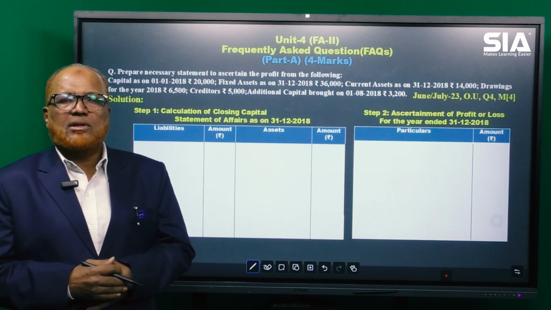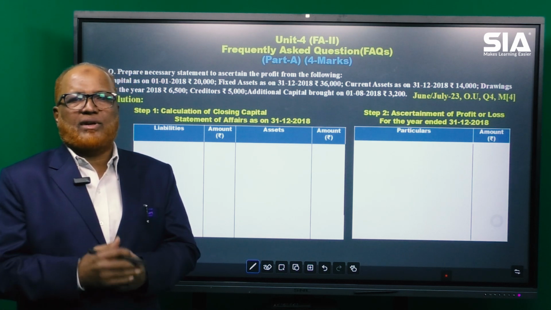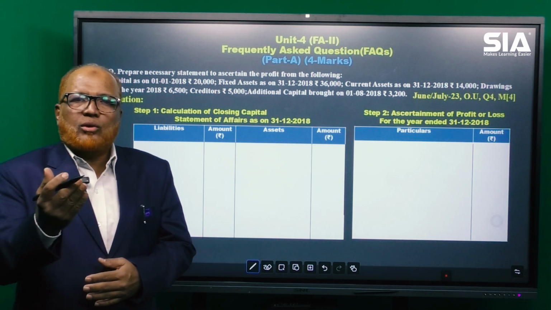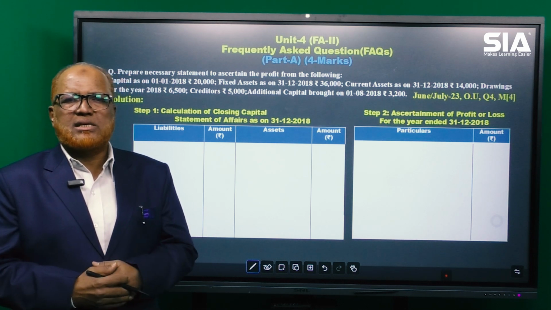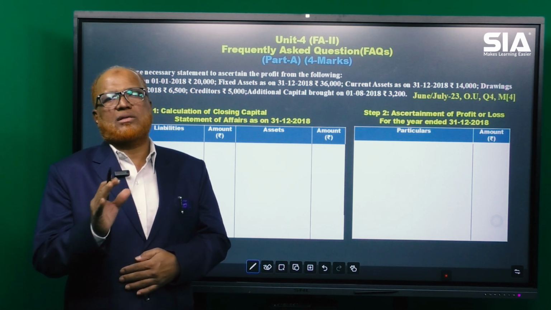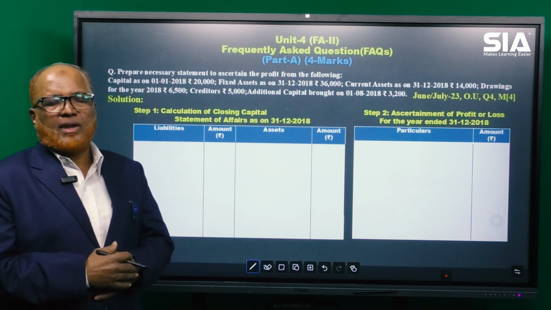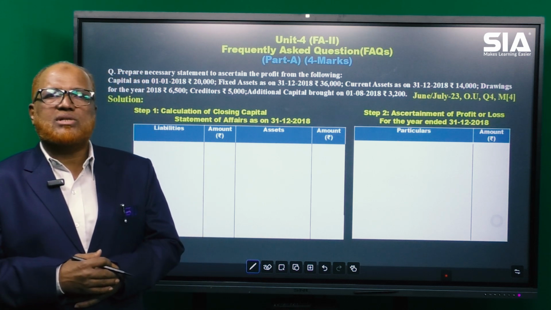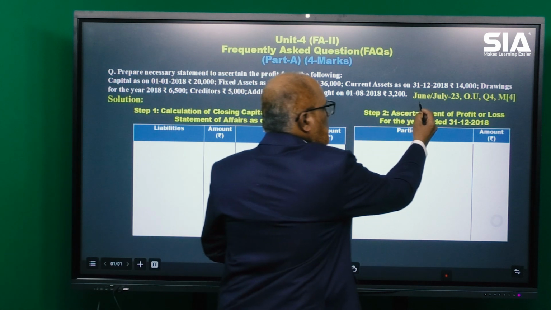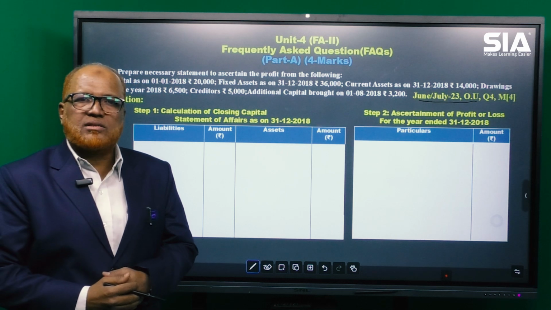Now problems. Different types of problems will be asked in 4 marks, like finding out the profit, finding out the capital at the end or capital in the beginning, or finding out the total purchases, total sales. Varied types of problems may be asked in this 4 marks question. In this session, I have taken up one question which was asked in Osmania University previous examination, June-July 2023, OU examination, for 4 marks.